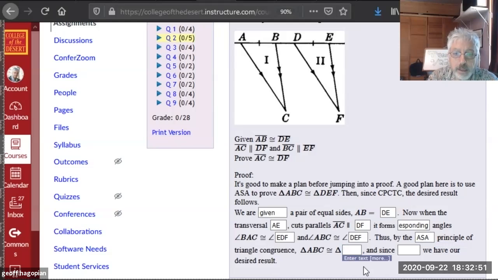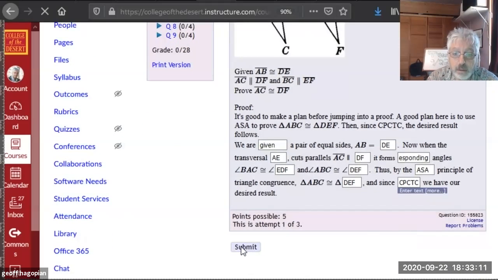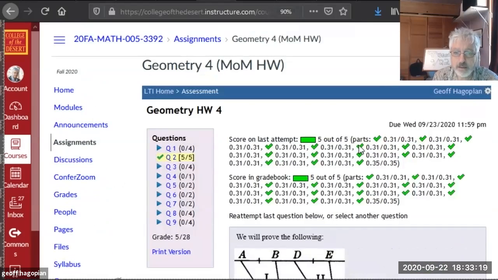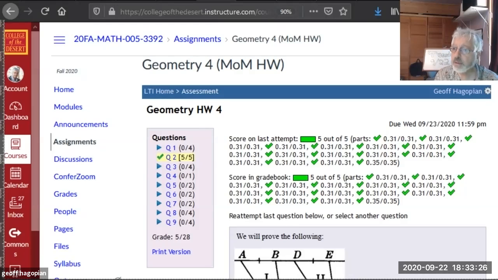We know that triangle ABC is congruent to triangle DEF, and it's important to get the characters in the right order there, right? Because A corresponds to D, B corresponds to E, and C corresponds to F, right? All right, and since corresponding parts of congruent triangles are congruent, we have our desired result. All right, let's see how well I did. Okay, so that turned out to work all right. Once I fixed the typo, it's a good problem now. Questions about that? All right. Let's move on to number 3.